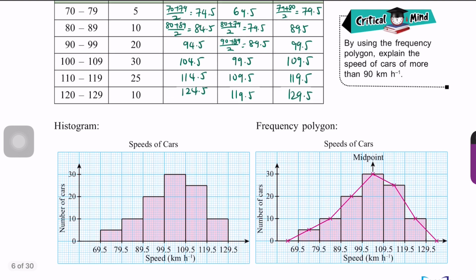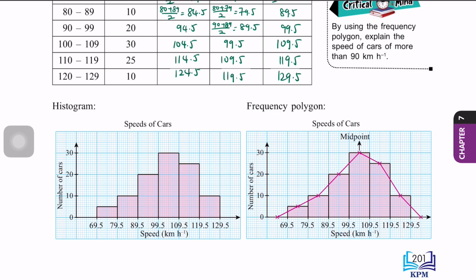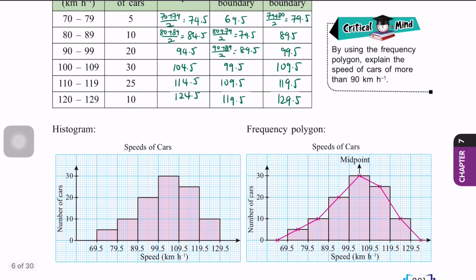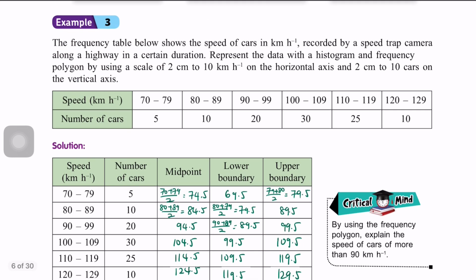Okay, so sekarang kita lukis. Macam mana nak melukis histogram? Okay, so yang ni dah dilukis dah histogram, tapi saya akan explain macam mana kita nak buat step by step. Okay, so first, kita tengok dulu. Soalan tadi dia dah kata, 2 cm to 10 km per hours. Untuk yang ini awak jangan risau. Yang ni memang automatically class interval kita akan follow. Awak just perlu hati-hati pada yang ini, 2 axis to 10 cars.